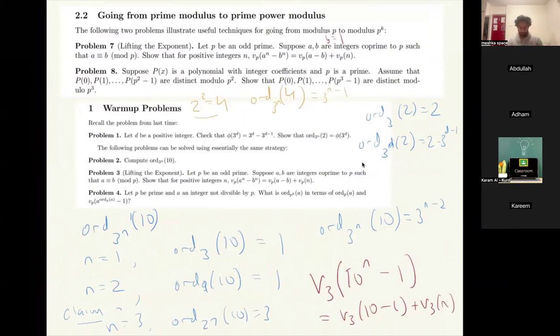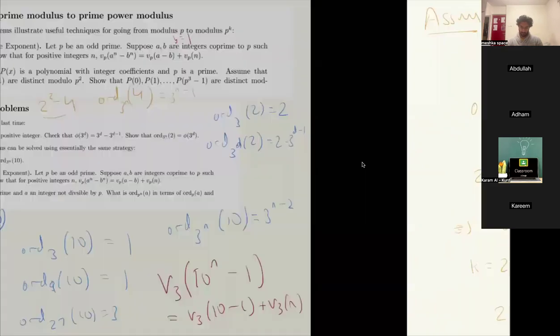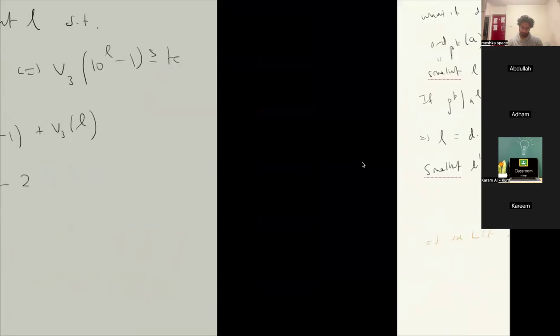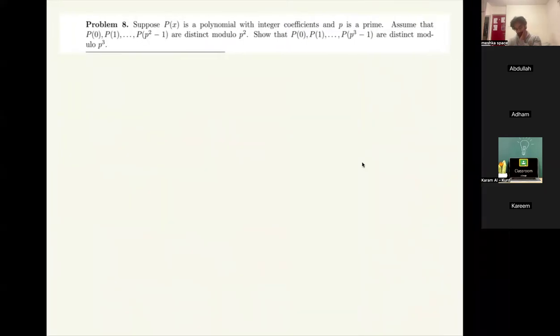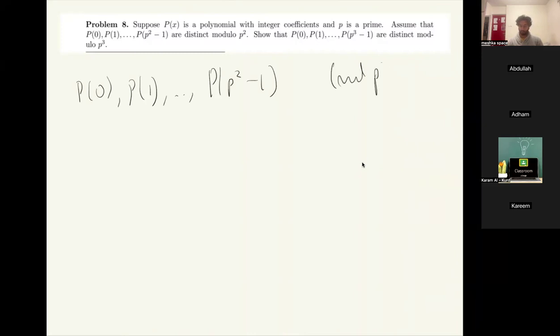So there's this problem here. So the problem is like this. You have an integer polynomial and you have a prime p, and so everything is modulo prime p. You're given that when I look at the values of the polynomial, P of 0, P of 1, all the way to P of p squared minus 1, mod p squared, these are all distinct. So every residue class is occurring once.